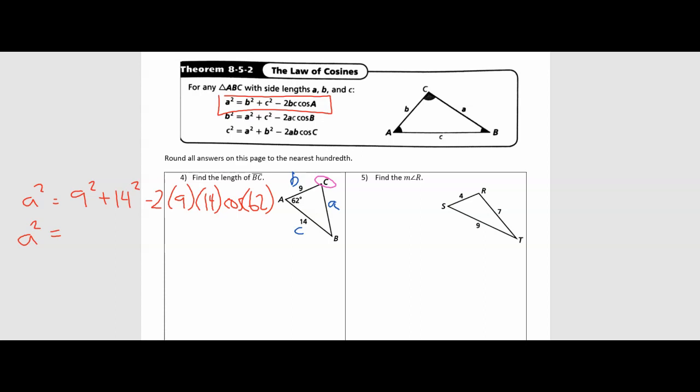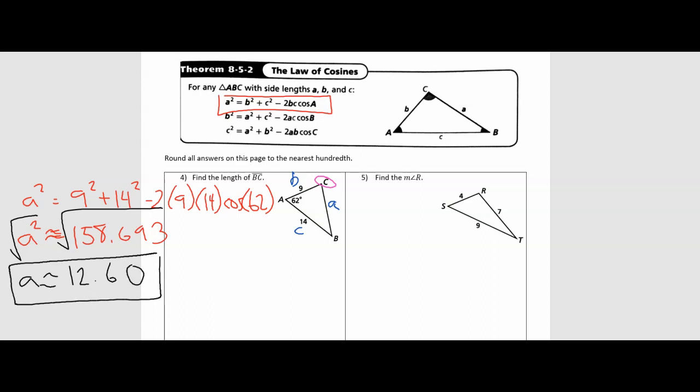And we end up getting a squared is approximately equal to 12058.693. And I could take the square root of both sides. And that's going to give me a is approximately equal to, this comes out to 12.60 actually, because we're rounding to the nearest hundredth. So it's 12.6, but we need to have that placeholder. So 12.60. All right, so that finishes up number 4 for us.